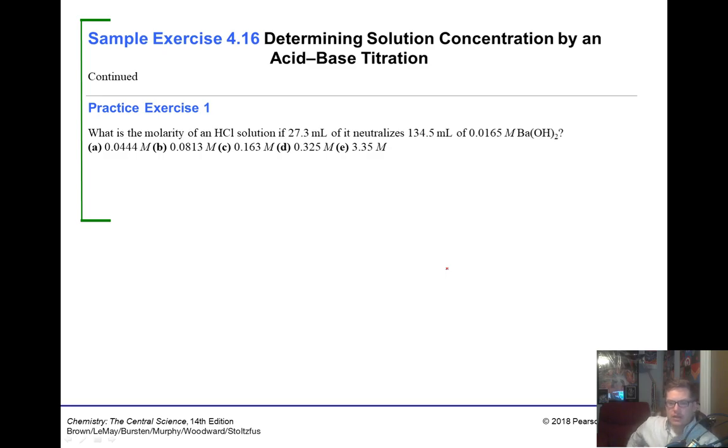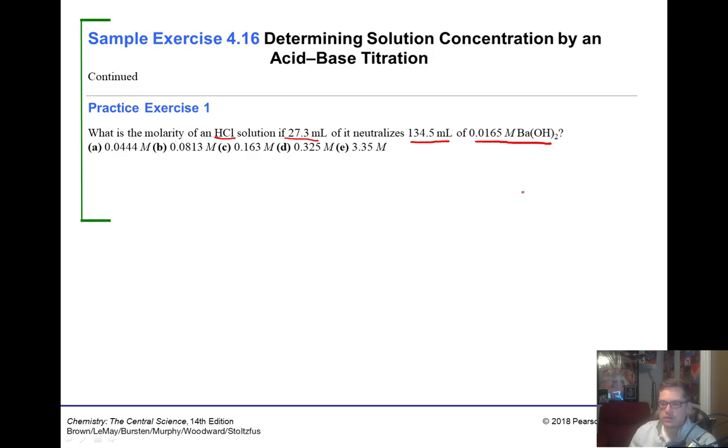So it says, what is the molarity of an HCl solution if 27.3 milliliters of it neutralizes 134.5 milliliters of 0.0165 molar Ba(OH)2? So this is essentially a titration problem, okay? We started with an unknown HCl solution. We started with 27.3 milliliters of this HCl. We don't know what the concentration was, and we know that we added some sort of indicator, and we know when we reached equivalence point we had added 134.5 milliliters of this barium hydroxide.